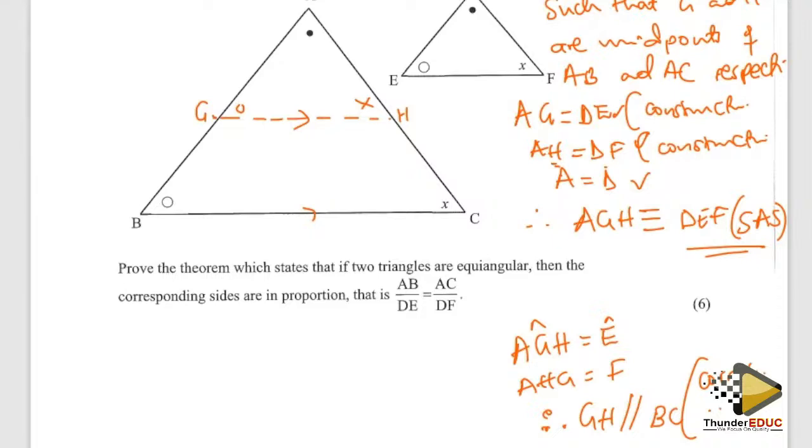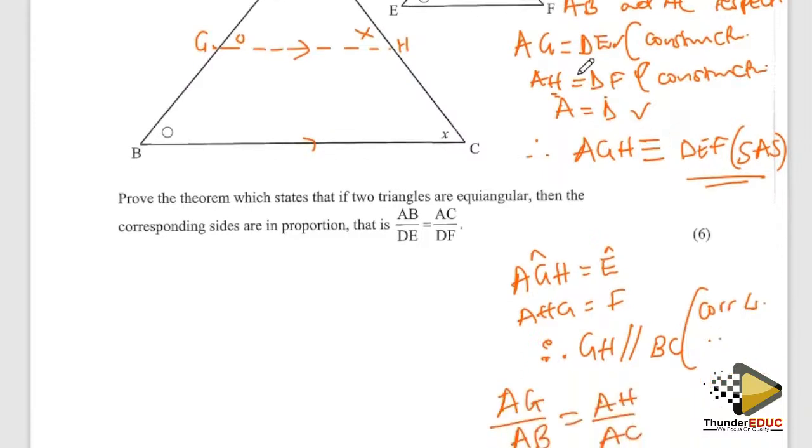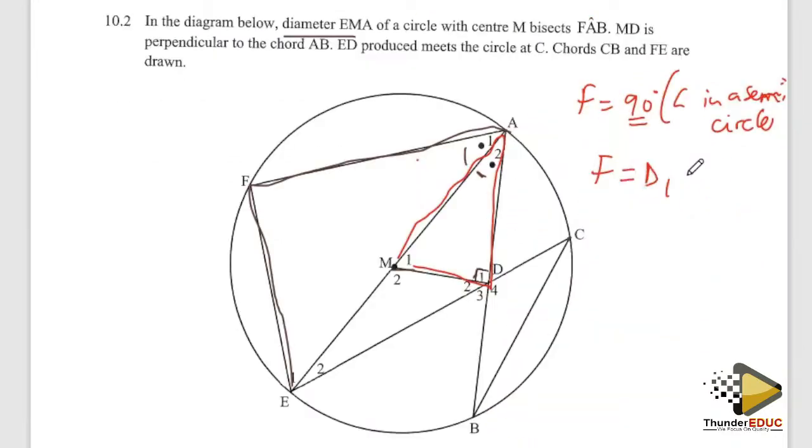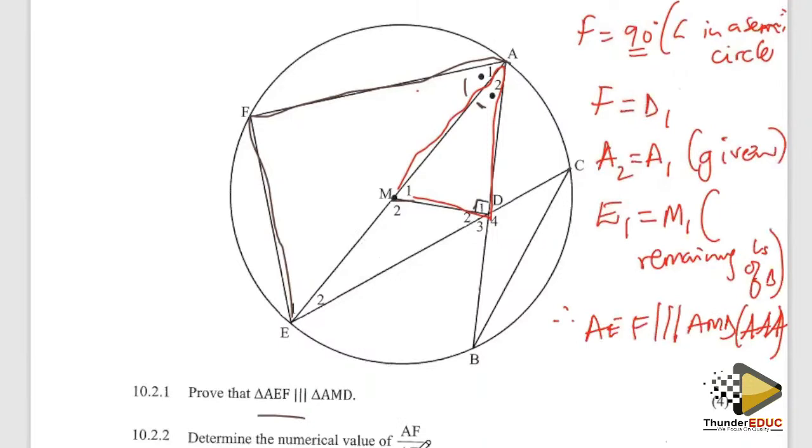Over AB, that must be the same as AH over AC. Okay, but we said that our AH is the same as DE. So I'm just going to replace that with DE over AB. We know that AH is DF over AC. Now we can just flip this around, do the cross multiplication. Okay, AAD.